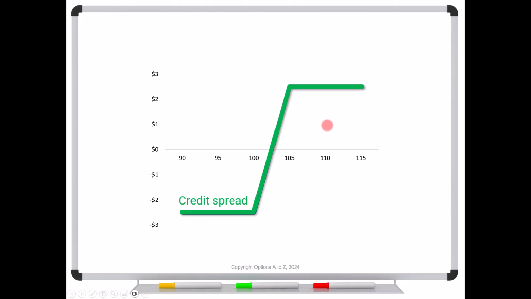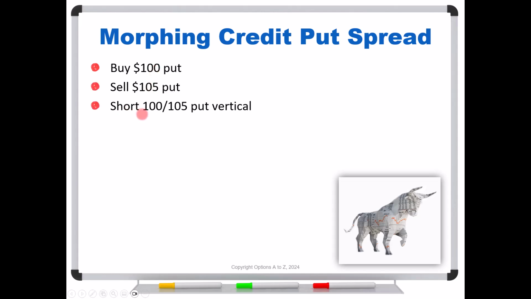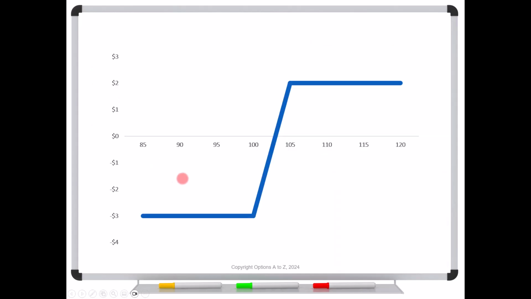So what happens if I morph this put spread? Well, if we morph a credit spread, again, let's say that we buy the 100 put, we sell the 105 put. We are short the 100, 105 put vertical. It's a credit spread, and now it's going to be bullish. Remember, the person on the opposite side, the person who bought the 105 put and sold the 100, is bearish. So the person on the opposite side of the trade, the person who sells the 105 put and buys the 100, must be bullish. So this becomes the risk graph again.